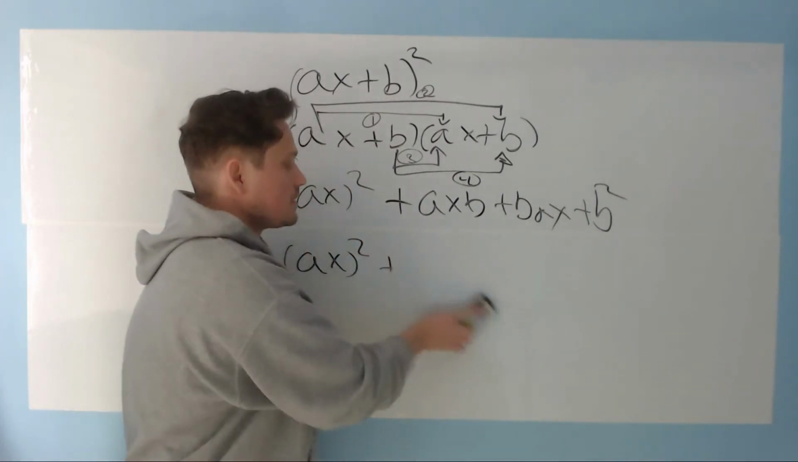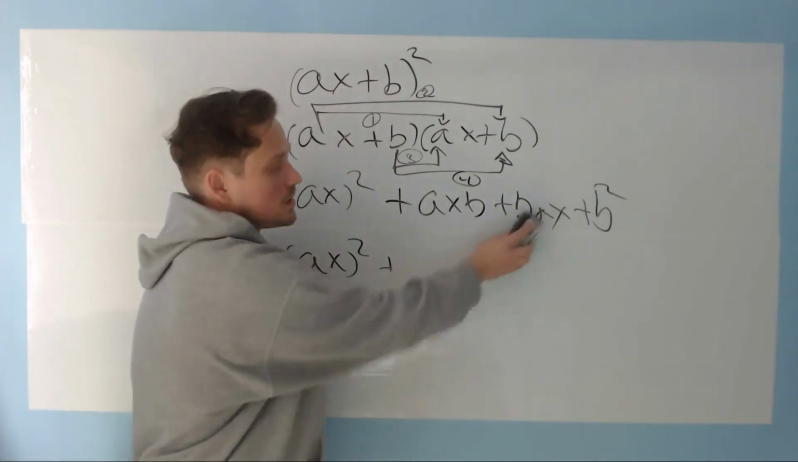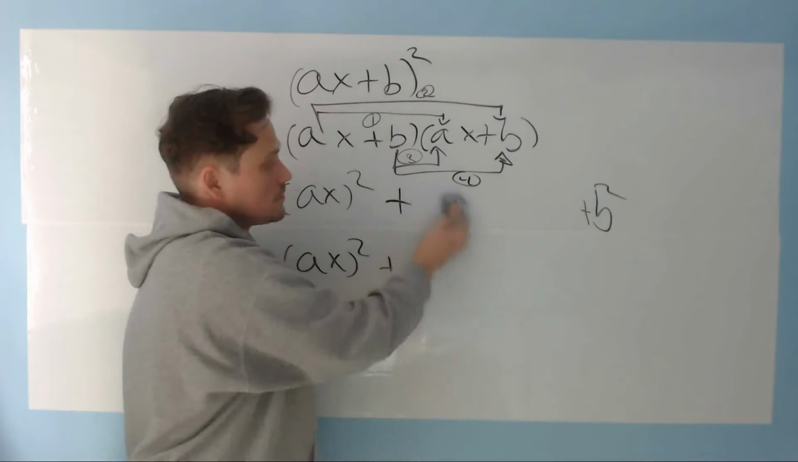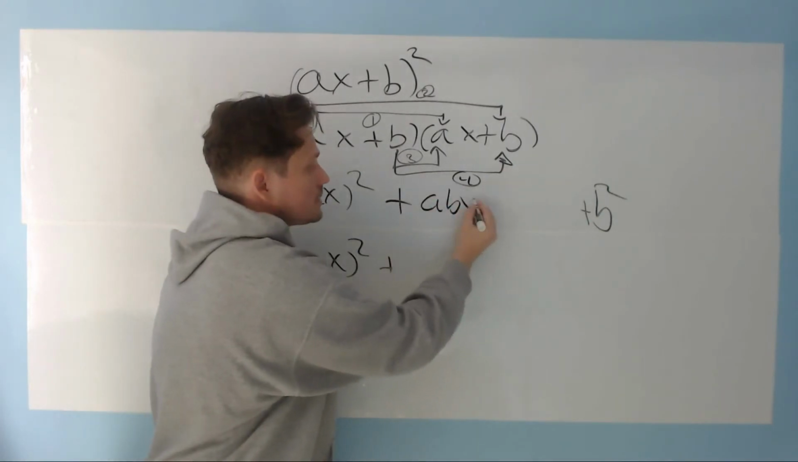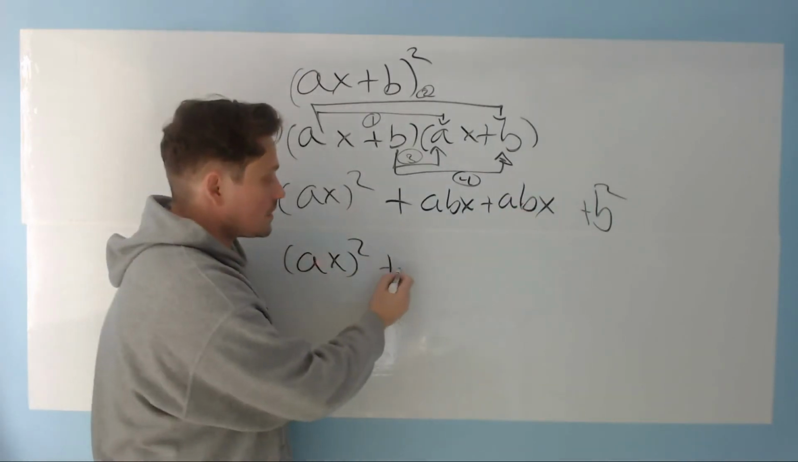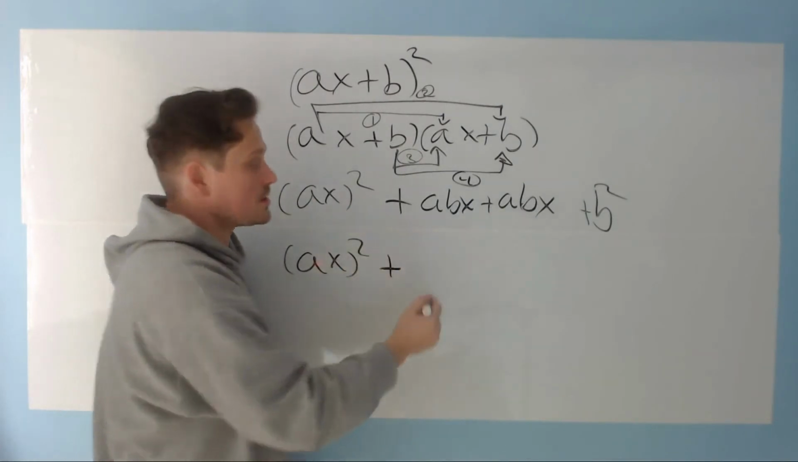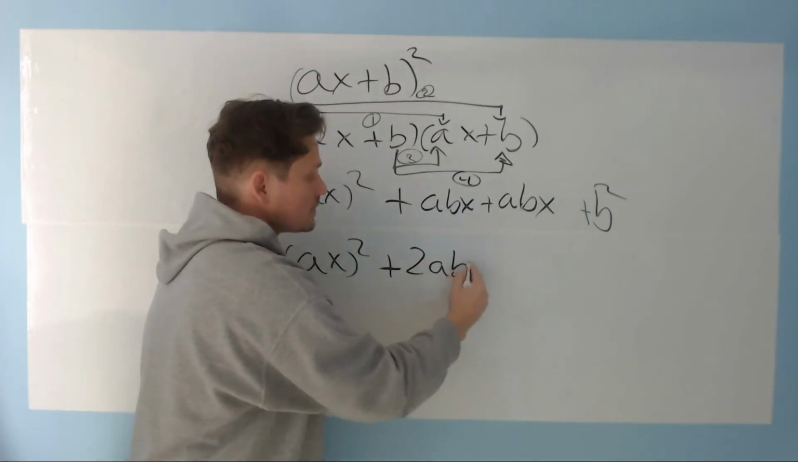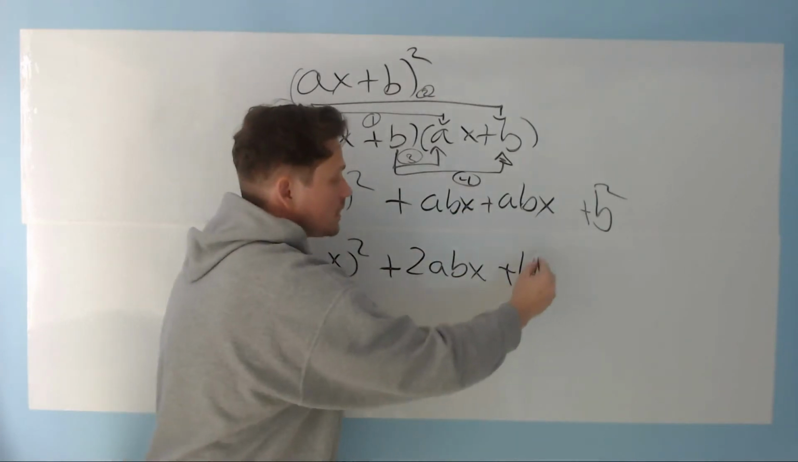Which means, let me erase this, that I'm going to rewrite the middle, not as axb and bax, just to clean it up a little. I'm going to write it simply as abx plus abx. Once that's in place, think about this. This is abx, this is abx. It's there twice. So you put 2abx. And lastly, you attach that b from the end. So it gives b squared.